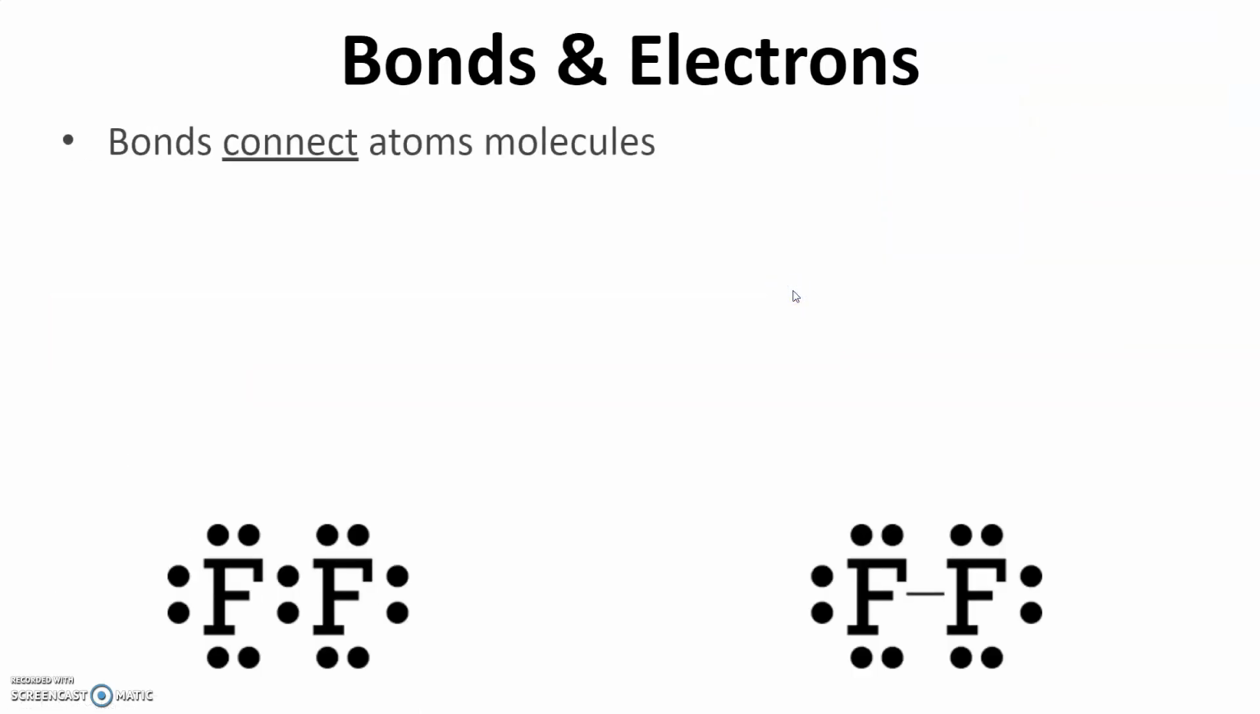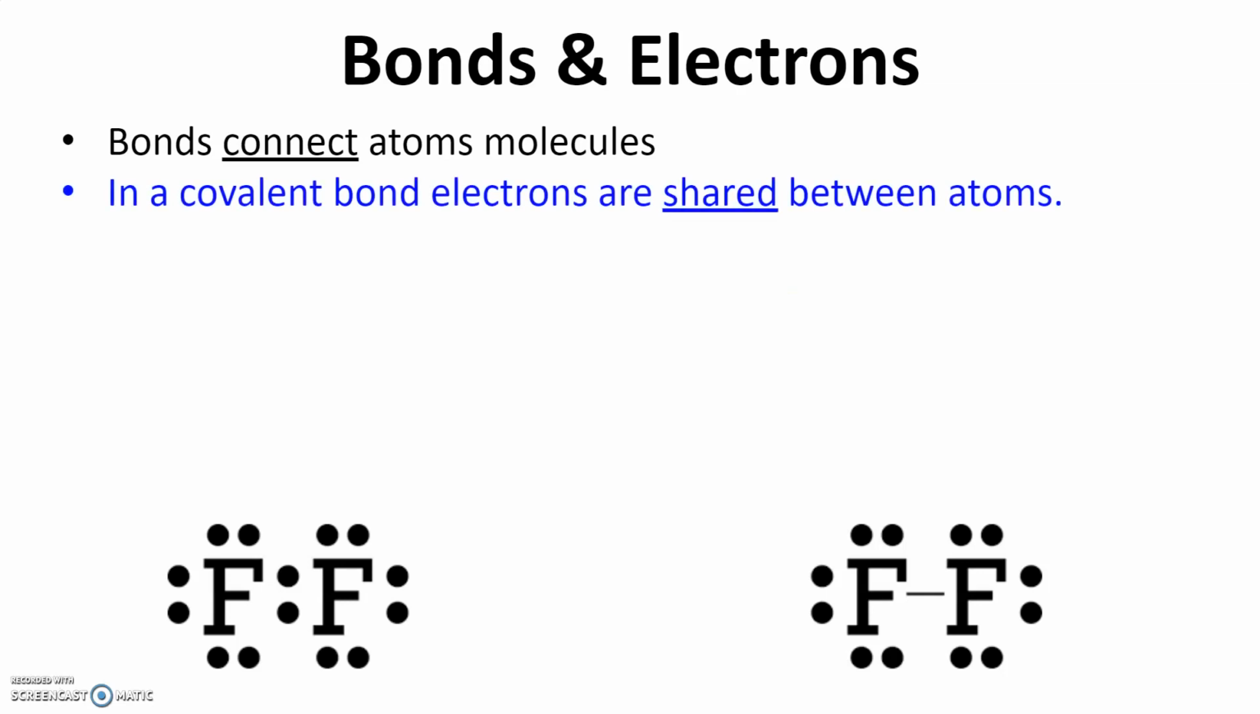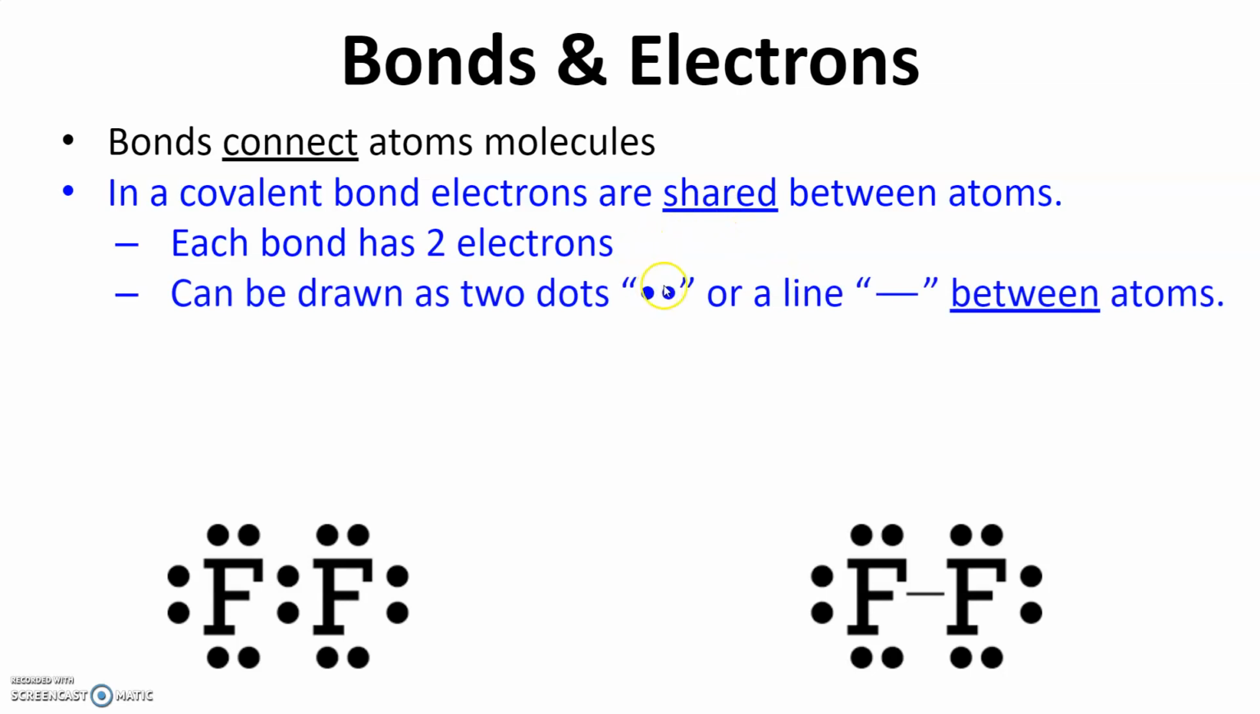So let's begin by talking about what bonds are. Remember, bonds are the things that connect atoms and molecules. And in a covalent bond, as we mentioned before, it's electrons that are shared that make up the bond. Now, each bond will have 2 electrons, and they can be drawn as 2 dots or a line.